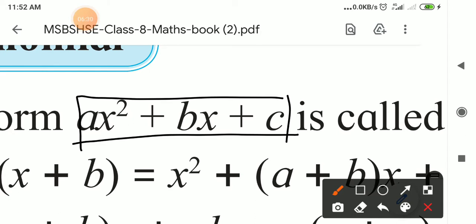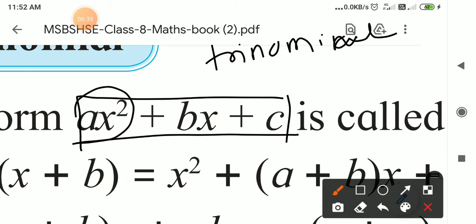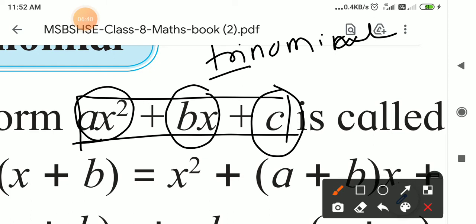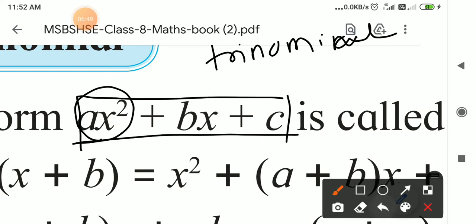Here it is a trinomial also. Why? Because 1, 2 and 3 terms are there. Three terms means trinomial. And next, it is a quadratic equation. Why is it a quadratic equation?